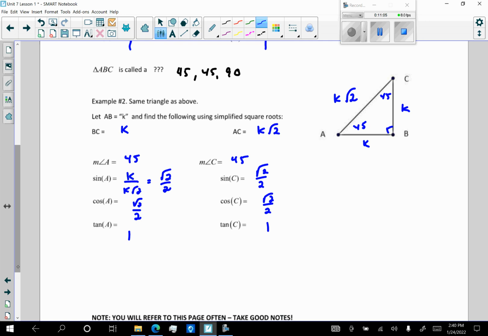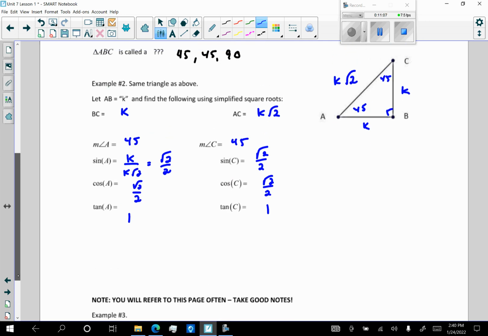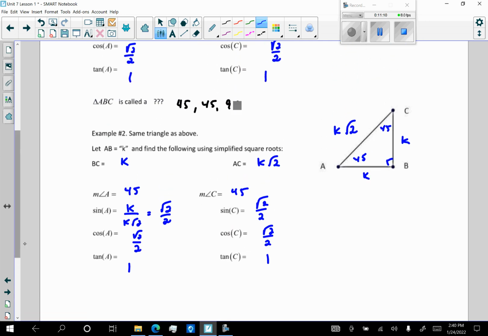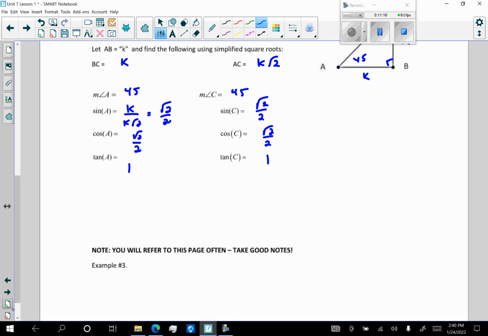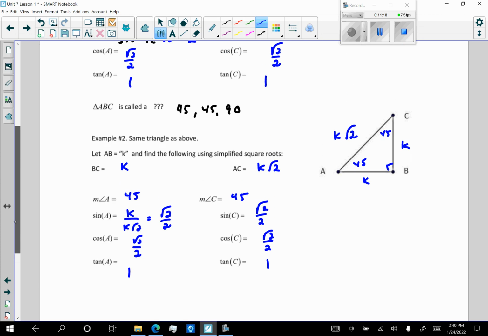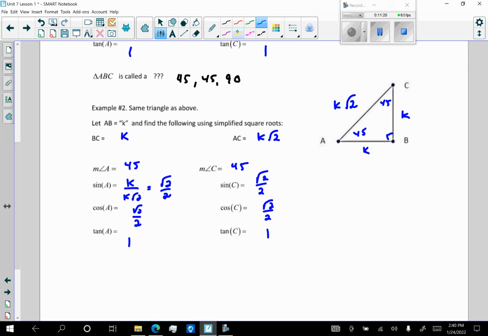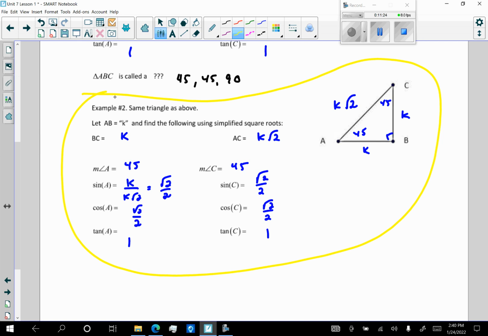And what I would ask that you do, I would take very good notes on this particular page. You're going to use this particular page, this example right here, most often. Let's jump to the next page and let's do the last example.